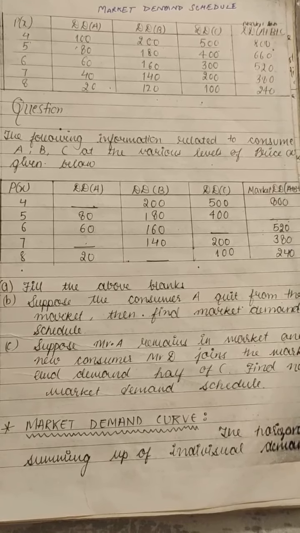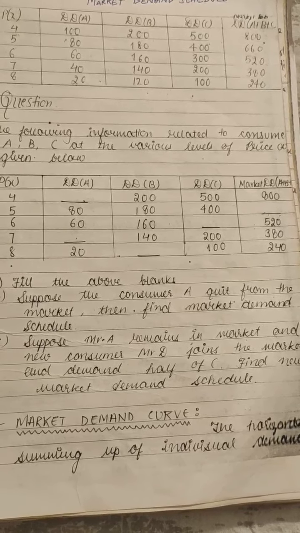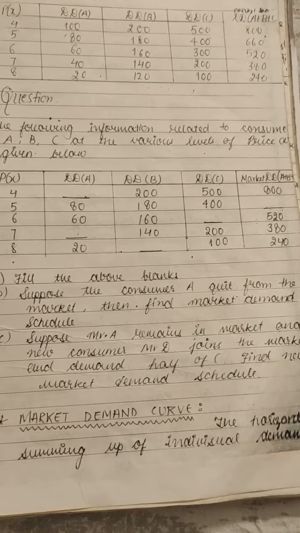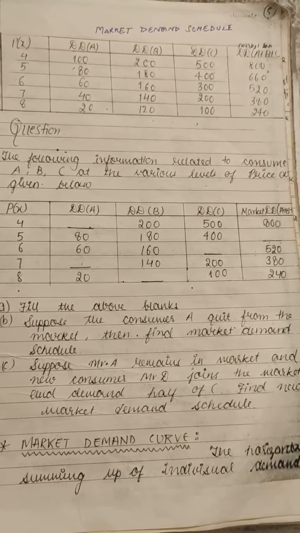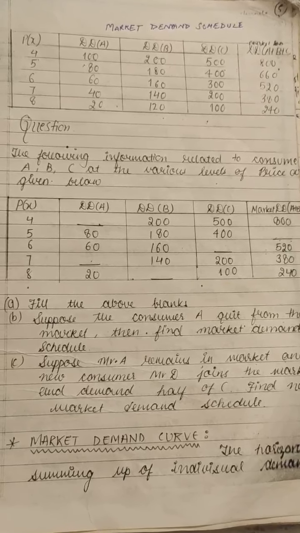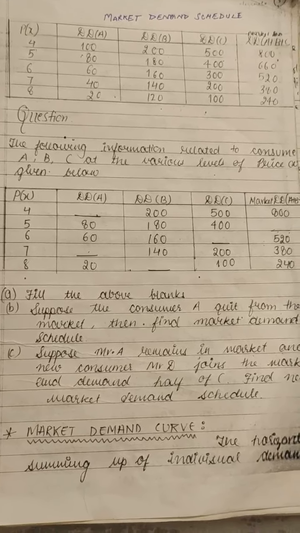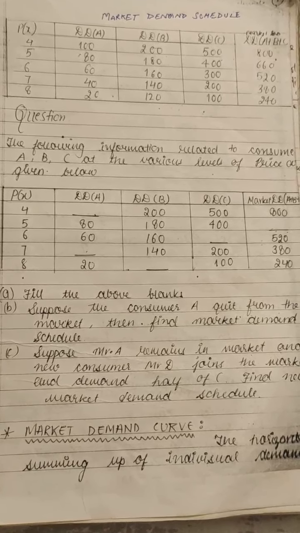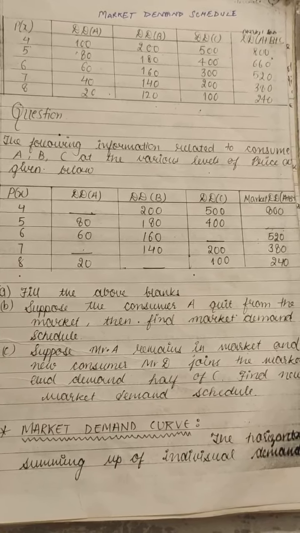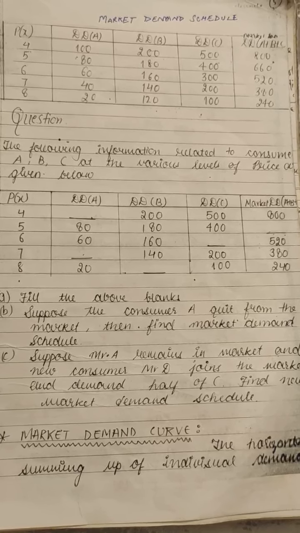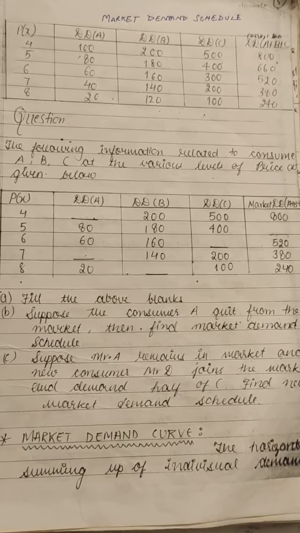At price 4 rupees, consumer A demands 100 units of commodity. Consumer B demands 200 units of a commodity. Consumer C demands 500 units of a commodity, and the market demand is 800 units. At rupees 5 price, consumer A demands 80 units of the commodity. Consumer B demands 180 units of commodity, and consumer C demands 400 units of commodity, and market demand will be 600 units of commodity.